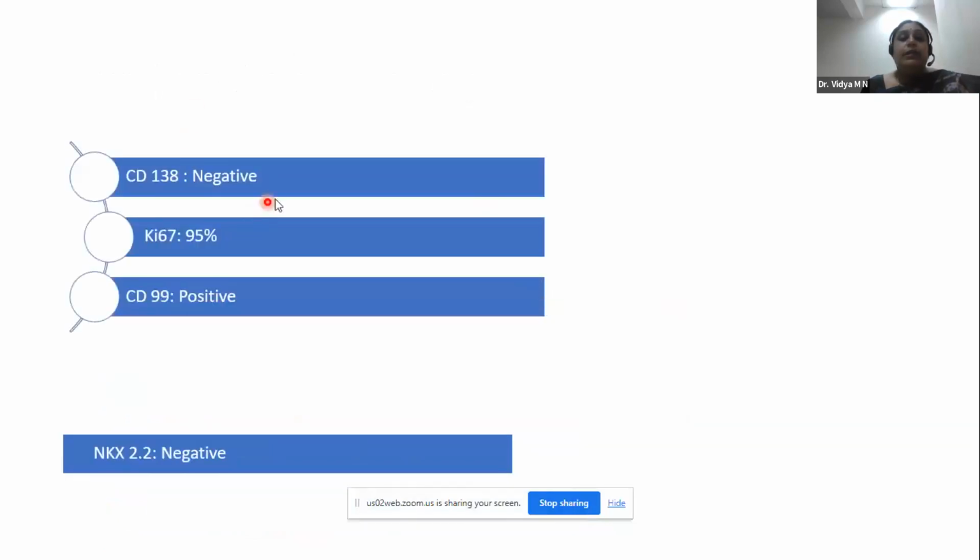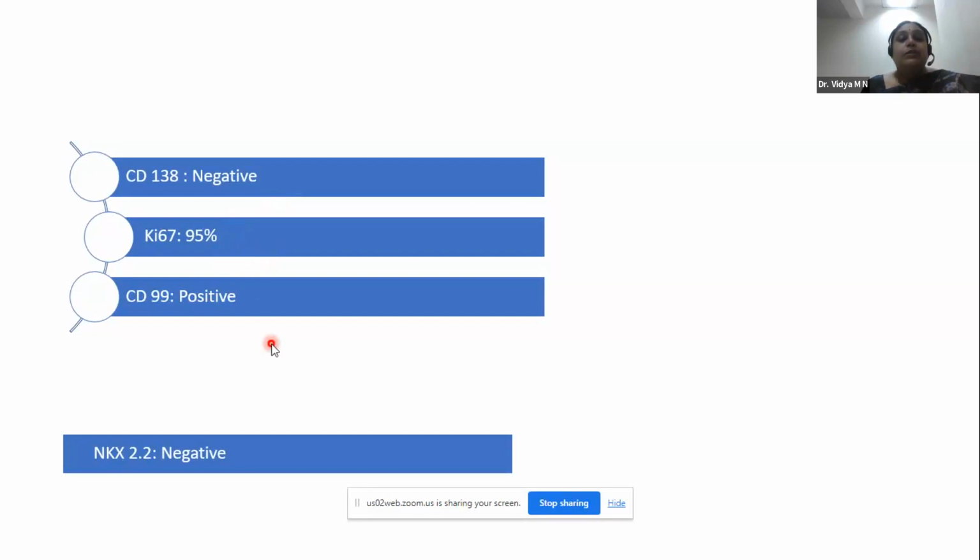We did a CD138. So plasmablastic lymphomas, we know, because we were still thinking of a hematolymphoid neoplasm. But plasmablastic lymphomas we know can be CD45 negative. So CD138 came negative. Ki-67 was very high. It was a highly proliferative tumor.